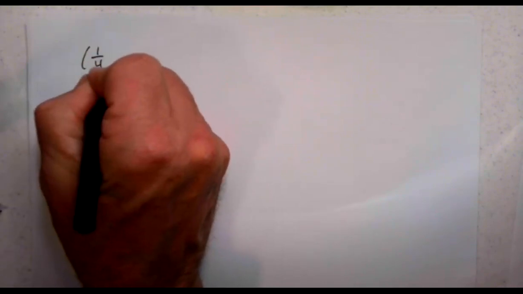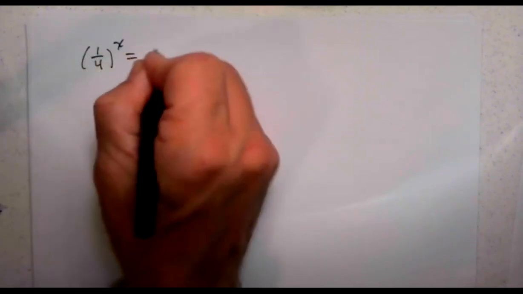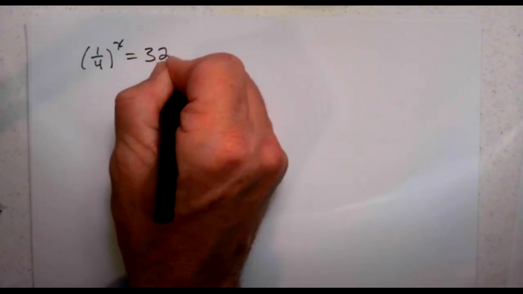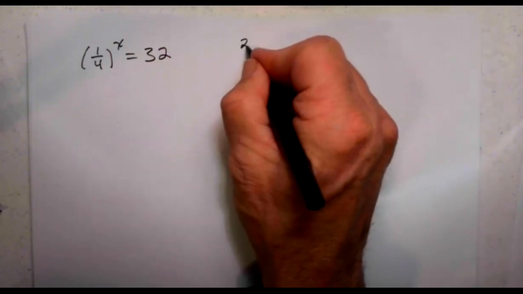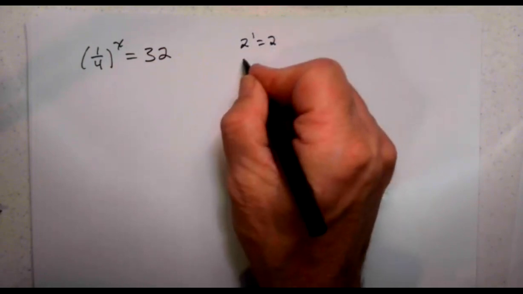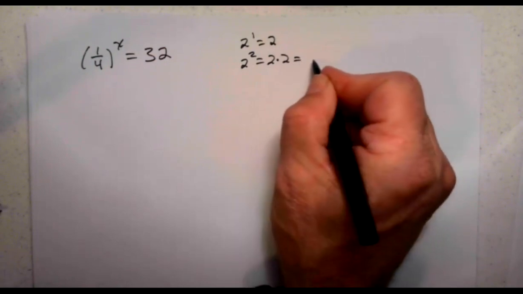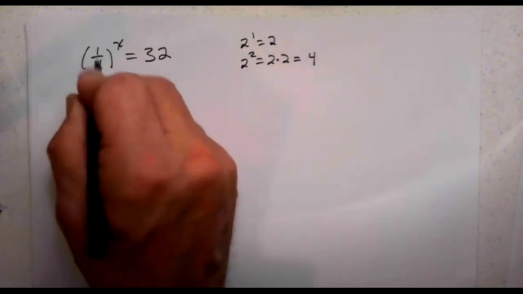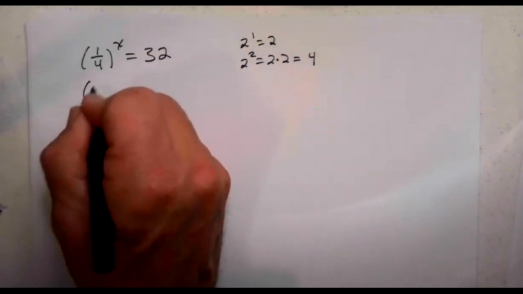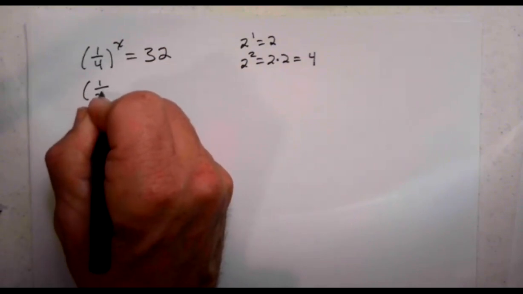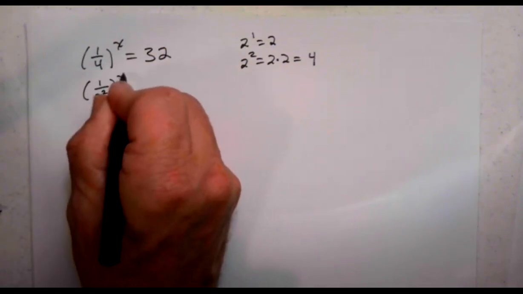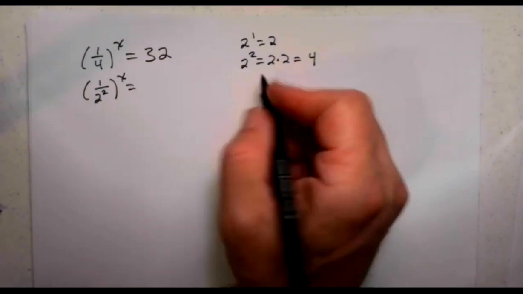(1/4)^x = 32. And what do we know about these numbers? Well, 2 to the first is 2. 2 to the second is 2 times 2, which is 4. So I can rewrite 1/4 as (1/2)^2. So I have ((1/2)^2)^x equals, how about 32?